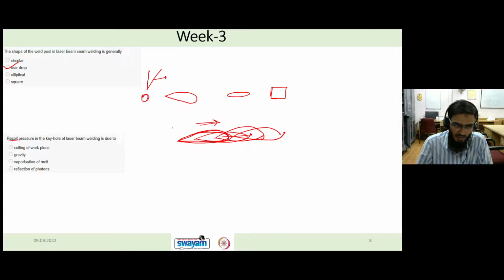Coming to the next problem, try to read and answer. Recoil pressure in the keyhole of laser beam welding is due to? So we have seen all the forces involved in laser beam welding. I also told you that the responsible thing for the recoil pressure is vaporization of melt. Metal is vaporizing from bottom to top, and this movement of vapor from bottom to top will generate a recoil pressure in this direction. So it's a kind of thrust generated due to escape of the vapors. So the vaporization of metal is the right answer. Yeah, correct.